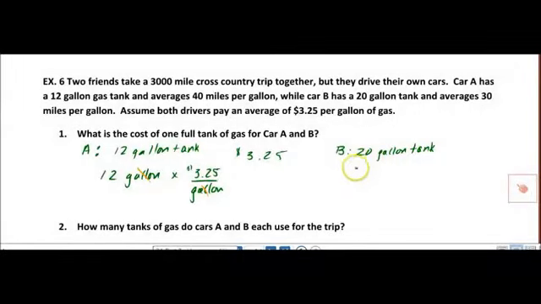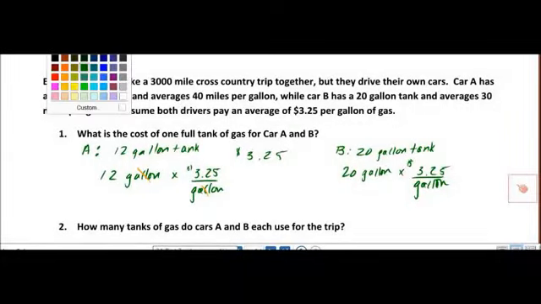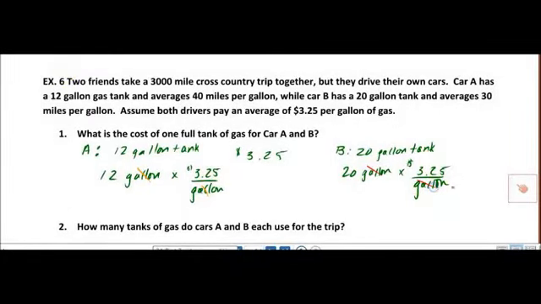Same thing for part B. I've got a 20-gallon tank, and I know that I'm paying $3.25 a gallon, so I'll multiply that by $3.25 per gallon. And I know the way I have this set up that my units will cross-cancel, so the result is going to be in dollars, which is, again, my desired result, and all I need to do is multiply 20 times 3.25. So we figure out that car A costs $39 to fill its 12-gallon tank. For car B, it costs $65 to fill its 20-gallon tank.